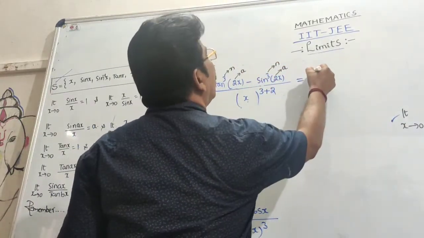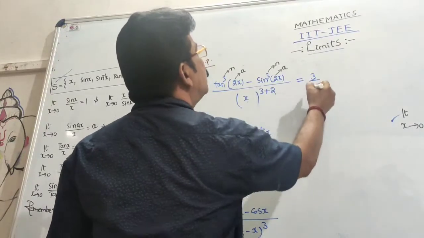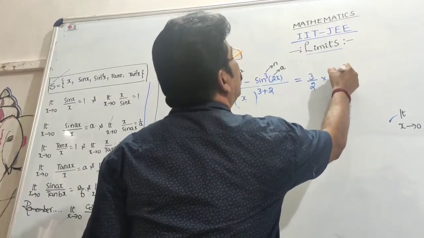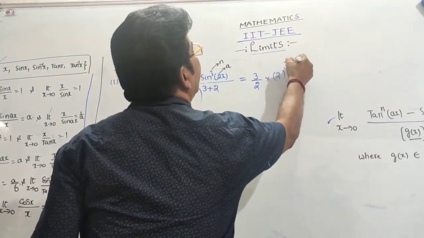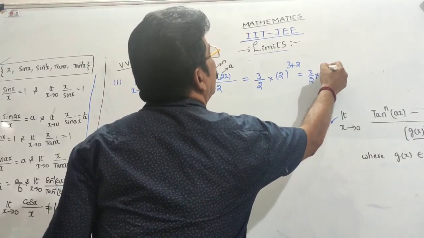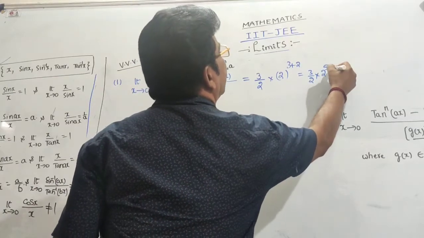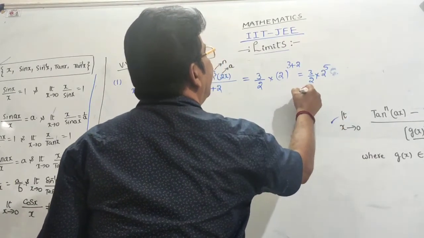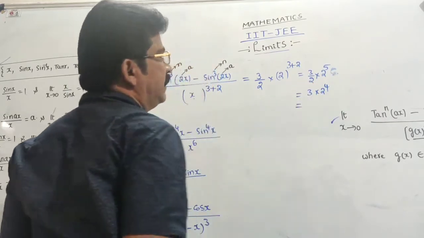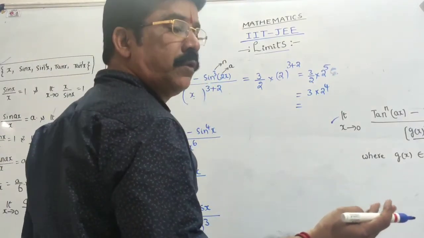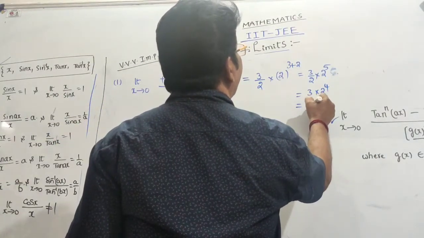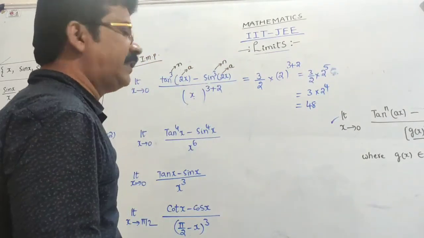n by 2: n is 3, so 3 by 2, into a to the power of 3 plus 2. A is 2. So it is 3 by 2 into 2 to the power of 5, that is equal to 3 into 2 to the power of 4. 2 to the 4 is 16. 16 into 3 is 48. This is the answer.